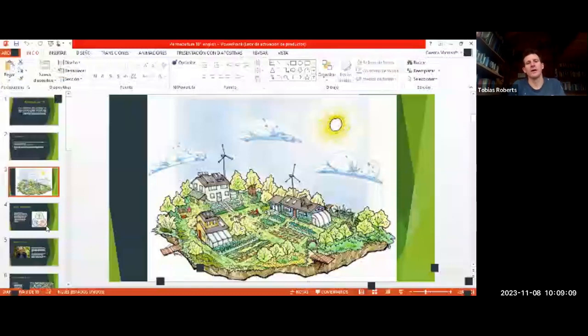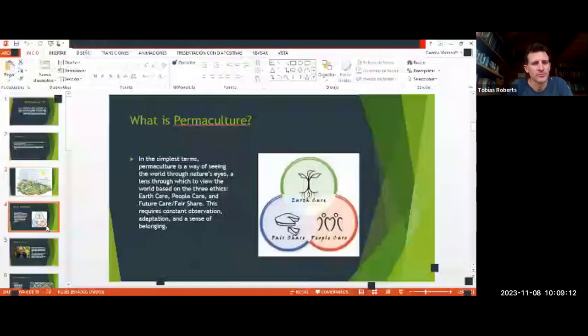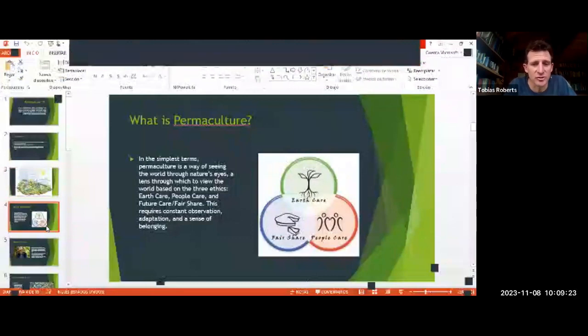So let's start with a very basic question. What is permaculture? In the simplest terms, here's a fairly widely shared definition. It says permaculture is a way of seeing the world through nature's eyes, a lens through which to view the world based on three core ethics: earth care, people care, and future care or fair share. This requires constant observation, adaptation, and a deep sense of belonging to place. So that first part of the definition is perhaps the most fundamental. Permaculture is about learning from nature, right?